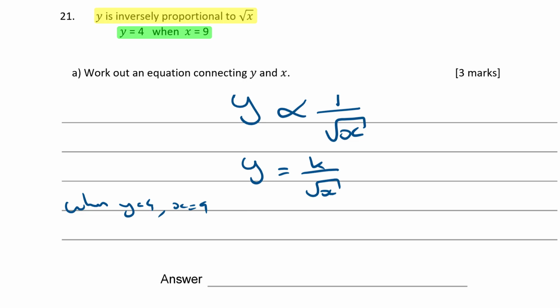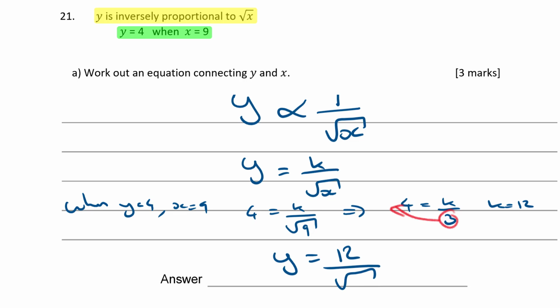So that means that 4 is equal to k over the root of 9. Now the root of 9 is 3, and so that means that 4 equals k over 3, and then cross multiplying that 3 over there tells me that k is equal to 12. So the complete equation linking y and x is going to be y is equal to 12 over the root of x. Just replacing what I found to be k in my equation that I worked out earlier. Okay, y equals 12 over root x.